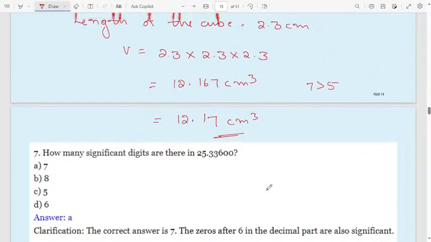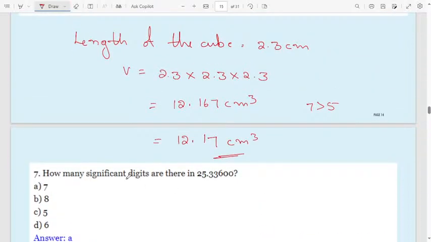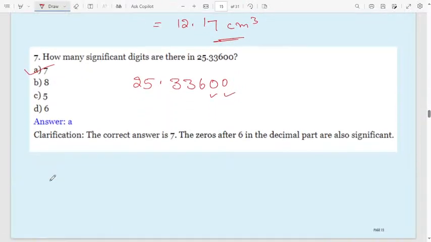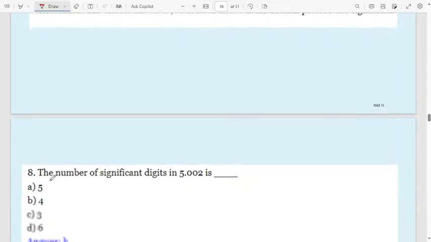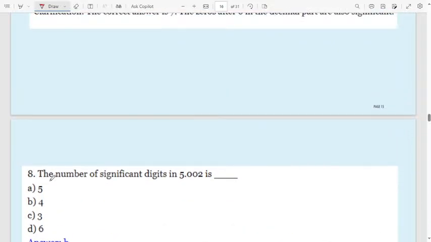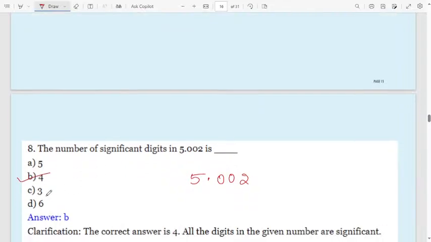Next question. How many significant digits are there in 25.33600? These two zeros are significant because they are present after the decimal. 1, 2, 3, 4, 5, 6, 7. Therefore, the answer will be A, 7. The number of significant digits in 5.002: 4. Very easy question.